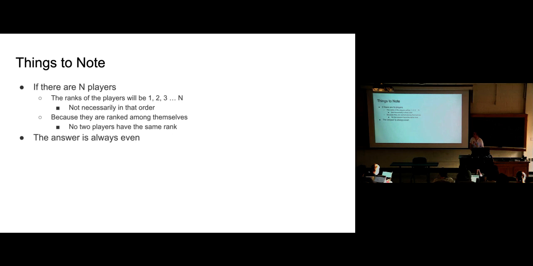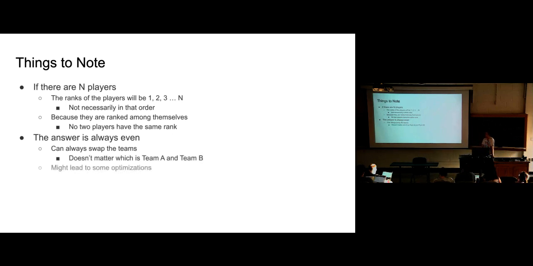And then the other thing to note here is that the answer is always even, because we can always just swap the teams. On the other slide, you saw I had one solution, and then we just flipped it. We can always do that, and so we'll always have an even number of ways. And that might lead to some optimizations. You might be able to do some clever stuff with that, and maybe cut the runtime by half or something. But it shouldn't be necessary. I didn't do that, so you shouldn't have to do that. But if you're coming in over time, you could try it. Might work.